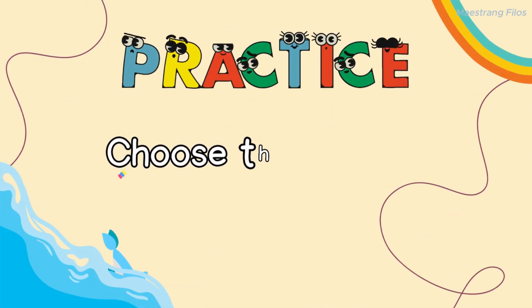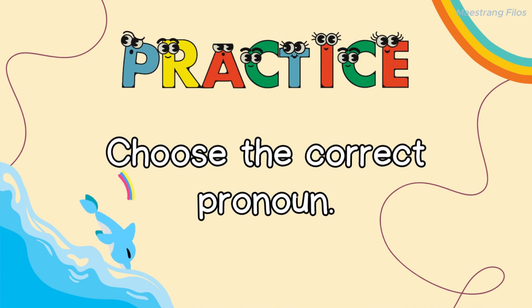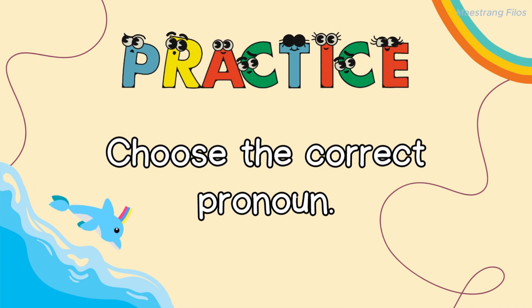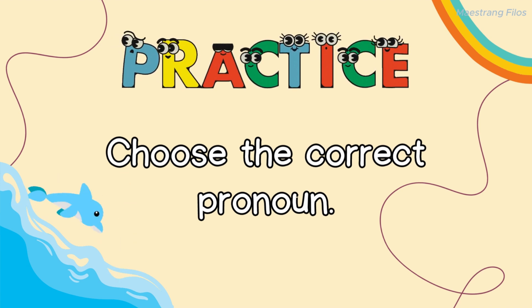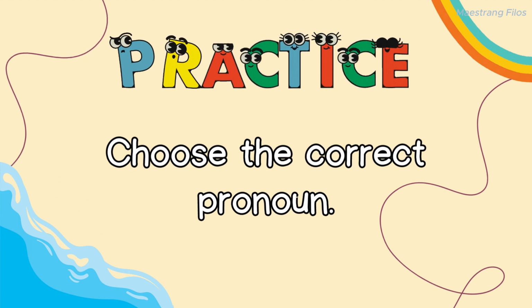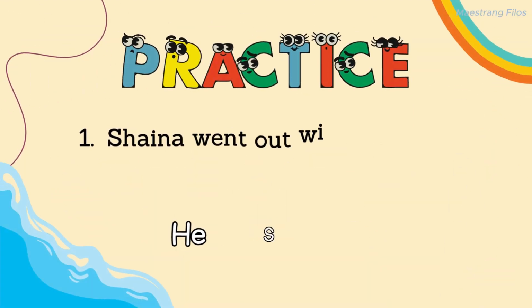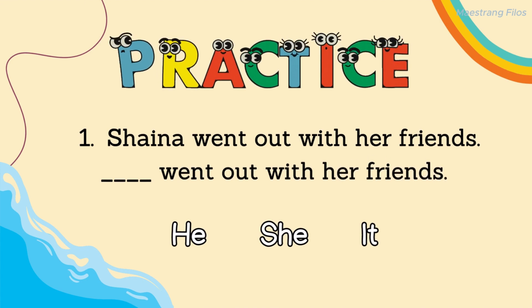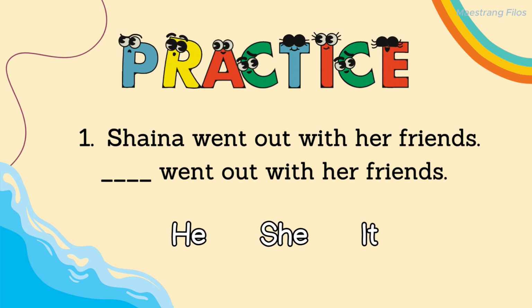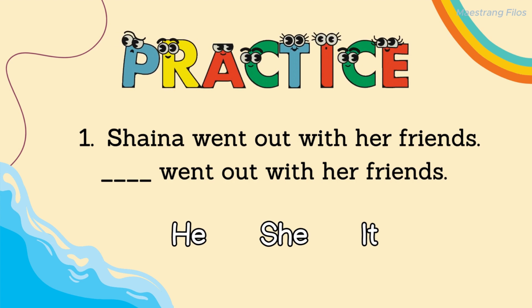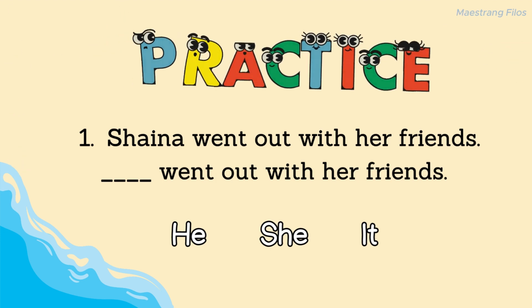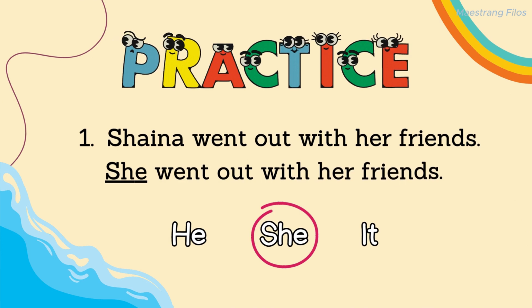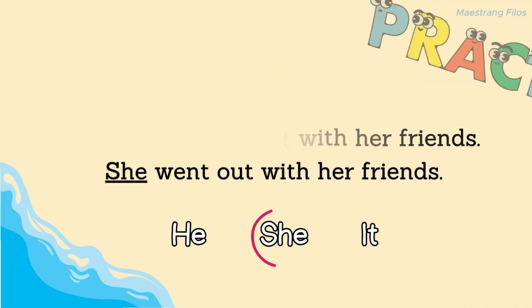It's time to practice. Let's know if you learned something. Don't worry. This will be an easy task. All you have to do is choose the correct pronoun. Are you ready, kids? Let's start! Number 1. Shaina went out with her friends. Blank went out with her friends. Which is the correct pronoun? He, she, or it? Correct! The answer is she. She went out with her friends.